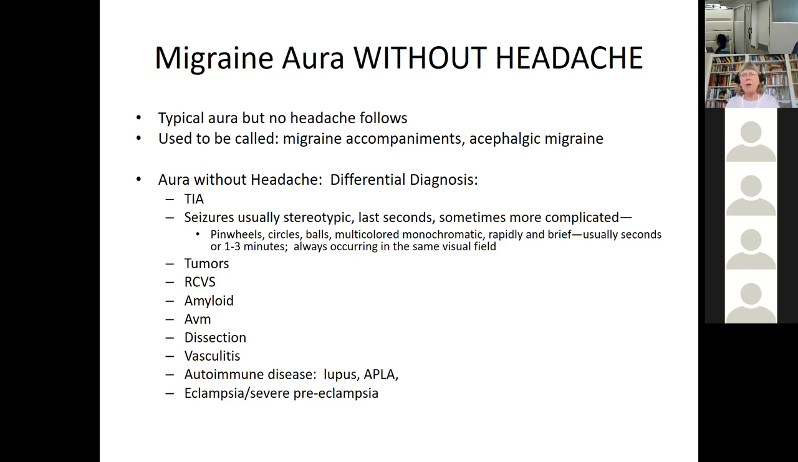People who have an aura without headache, a lot of them can have underlying tumors. This can be a symptom of reversible cerebral vasoconstriction syndrome, can be a symptom of amyloid, AVMs, dissection, vasculitis, autoimmune disease, and even severe preeclampsia and eclampsia. So aura without headache, most of the time this is migraine aura without headache and not due to a secondary cause, but these you have to be a little bit more careful about, and especially someone who's having these disturbances several times a day.